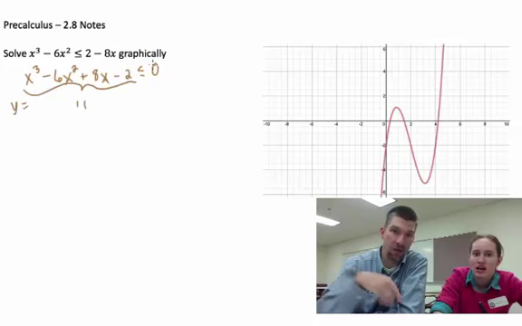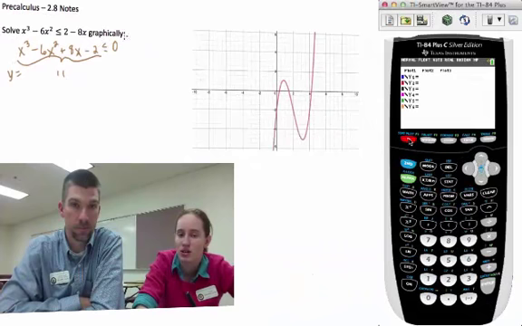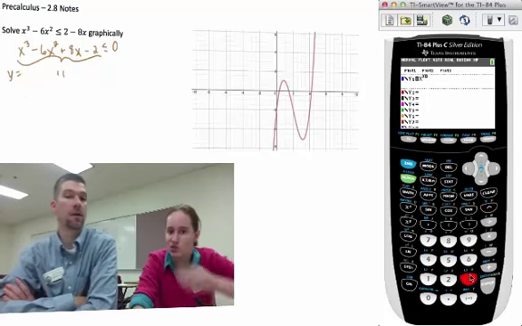That's the graph that we're showing there. And what we want is less than or equal to 0. So we want all of the places where our graph is below the x-axis or touching the x-axis.